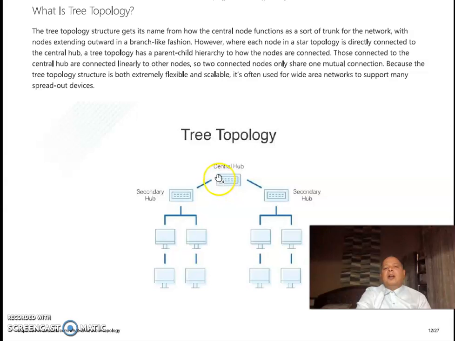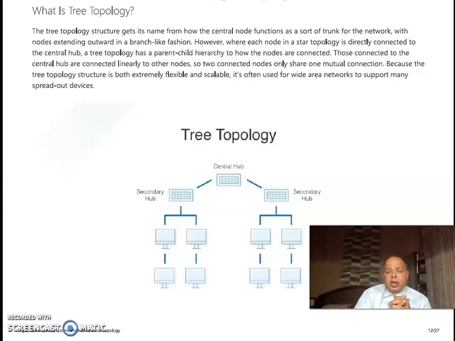So this could be a central hub, a smart switch. This could be another secondary hub, two more secondary hubs, and then there are branches, there are cables through which the nodes are connected. So in this way, the main thing is that this particular topology looks like a tree, sort of trunk for the network, and the nodes extending outward in a branch-like fashion. So this is the main analogy, and that's why it is called a tree.